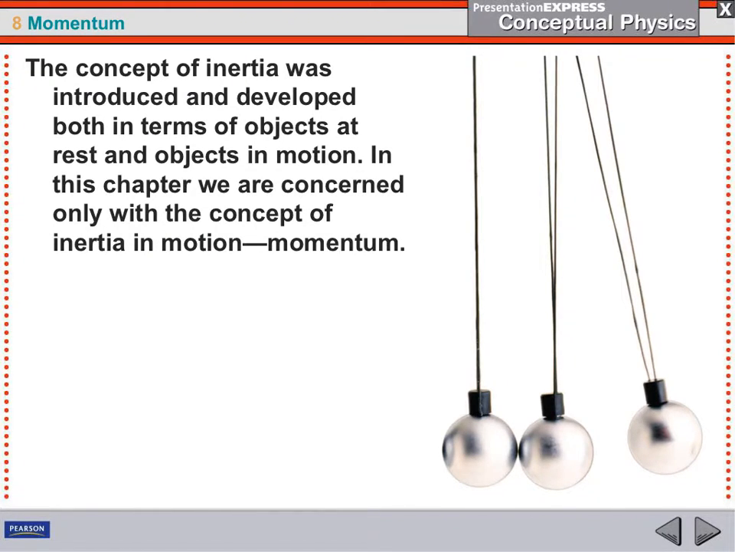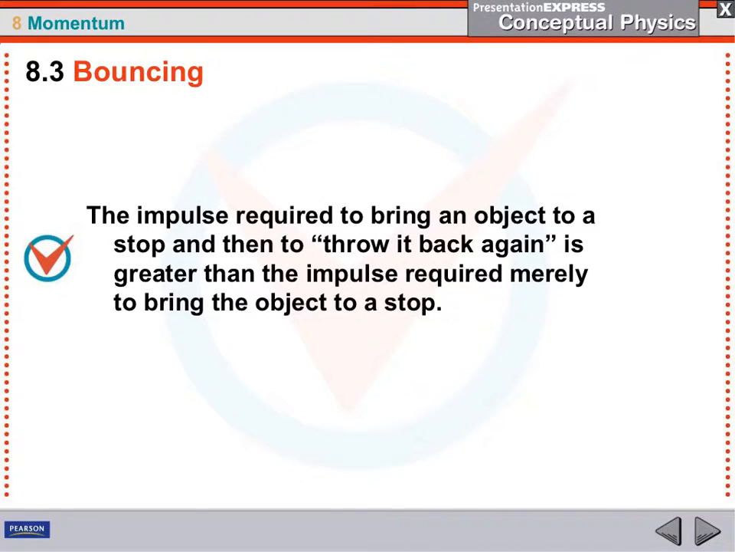The concept of inertia was introduced and developed both in terms of objects at rest and objects in motion. In this chapter, we are concerned only with the concept of inertia in motion, or momentum. So let's talk about something that bounces. The impulse required to bring an object to a stop and then throw it back again is greater than the impulse required merely to bring the object to a stop.